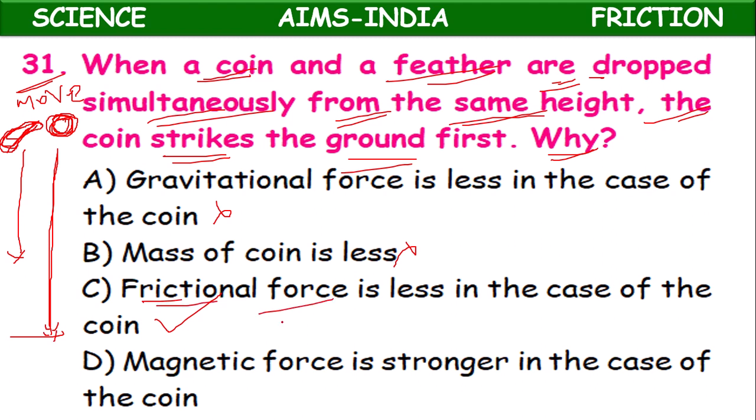So frictional force is less in the case of the coin. Why? Because the area of contact with air is less. So that's why it reaches the ground first. So option C is correct.